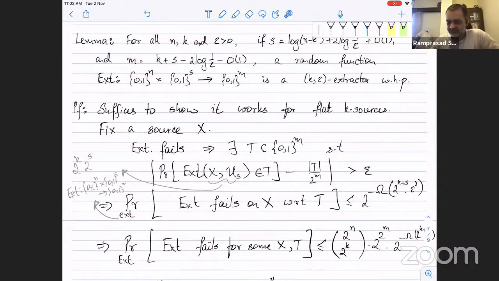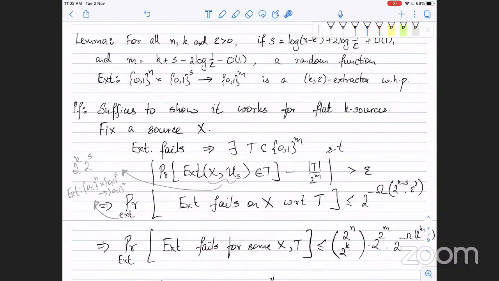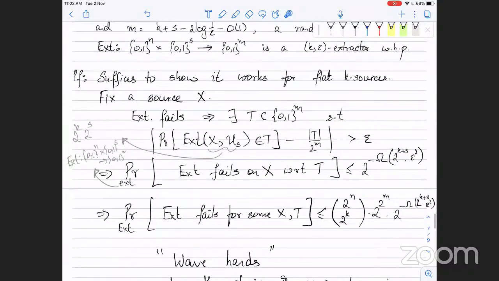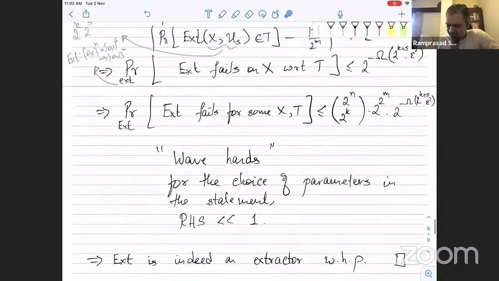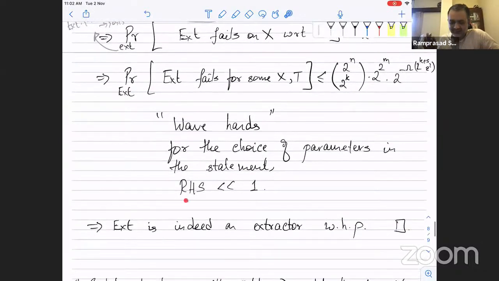So that's it. This is roughly what happened. It's just some nasty calculation that needs to happen to eventually convince yourself that the right hand side is much smaller than that.